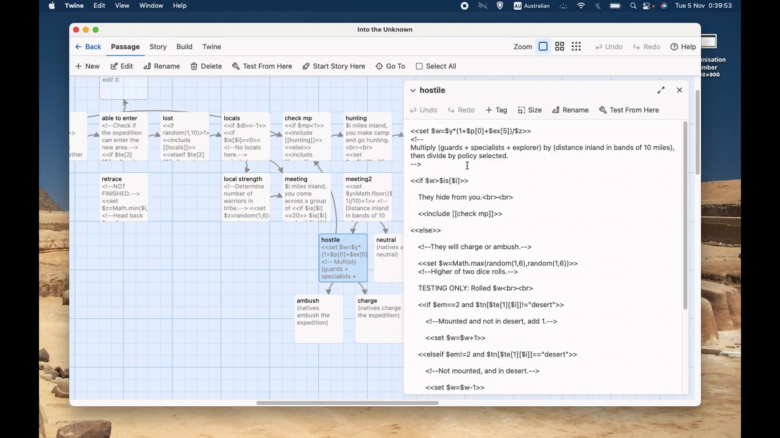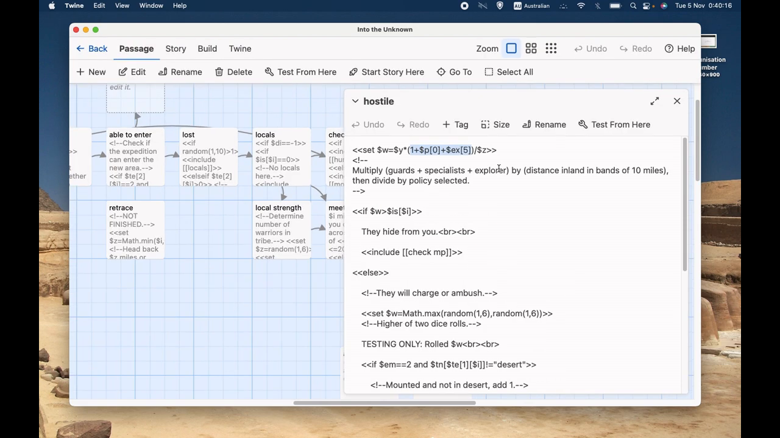So here's how it works. We have a variable w, and we set w to be equal to y times this long calculation here. Actually, let's zoom in, sorry. Make it a bit bigger. Okay, so we set w equal to y times 1 plus $p0 plus $ex5, and then we divide by z. So what does that mean? Well, it's written in the comments here.